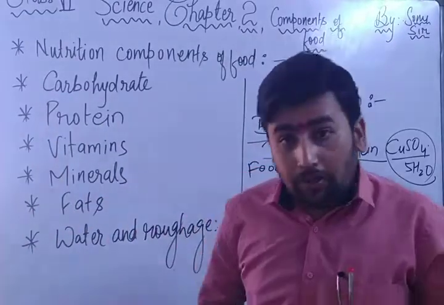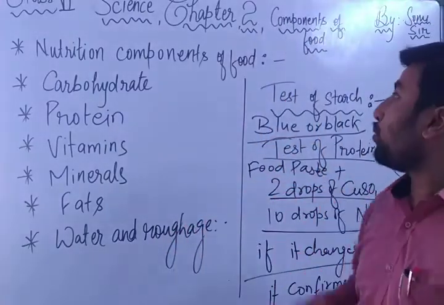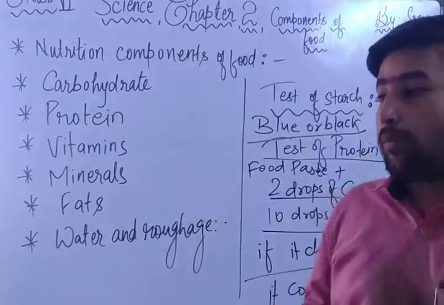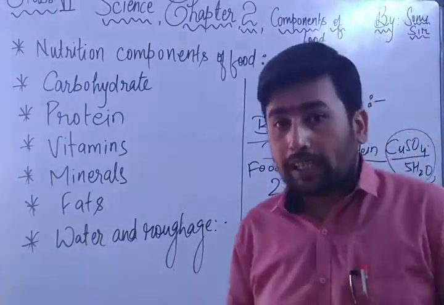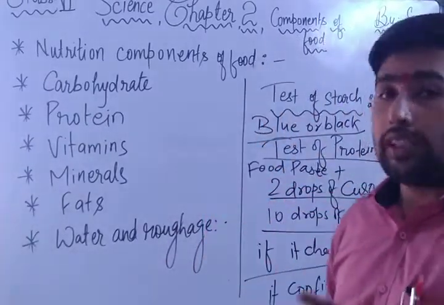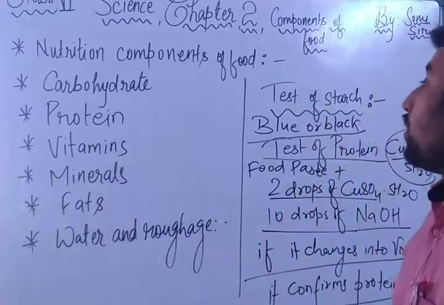Hello students, today we are going to discuss class 6 science chapter number 2, components of food. Before describing this chapter, in the previous video we learned something about food, where it comes from. Actually, in that we studied the ingredients of food. In this video we are first going to understand nutrition.